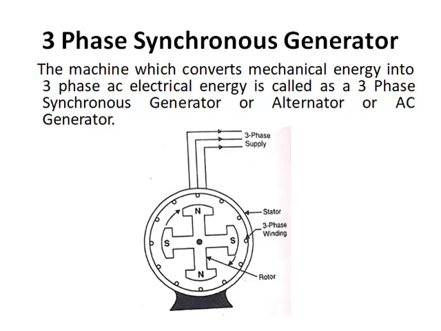In this session, we are going to see some problems based on the EMF equation that we derived in the last session. Before we start with the problems, we'll go through the summary of what we have done so far. A three-phase synchronous generator, or alternator, or AC generator, is an electrical machine which converts mechanical energy into three-phase AC electrical energy.